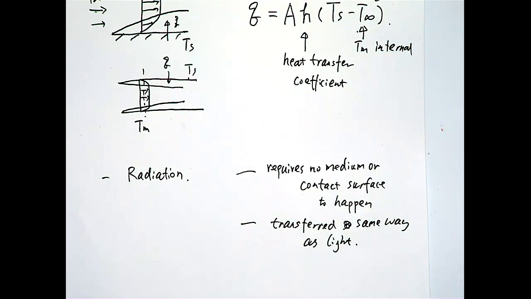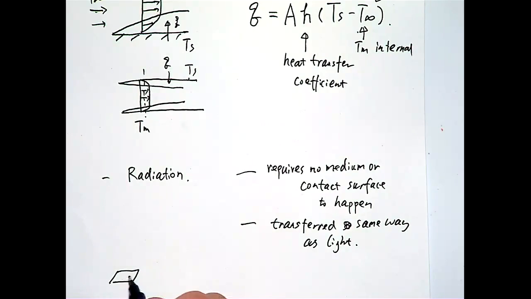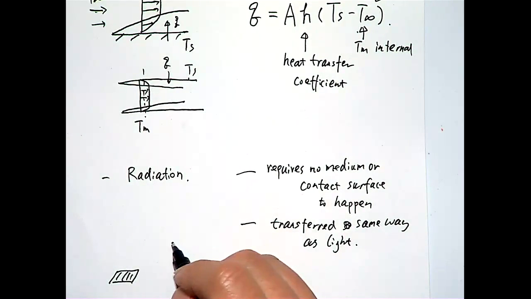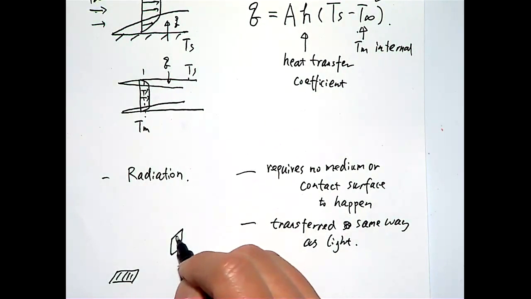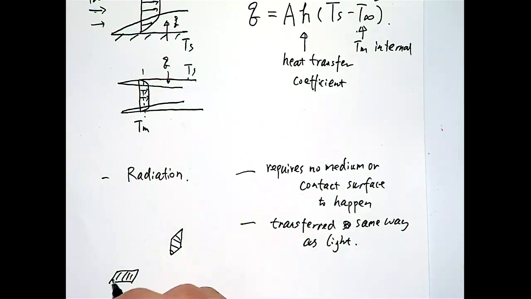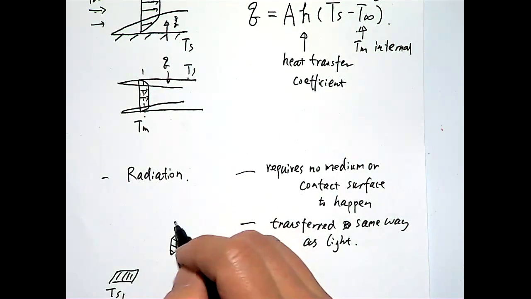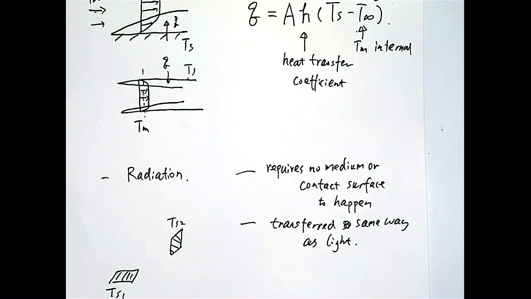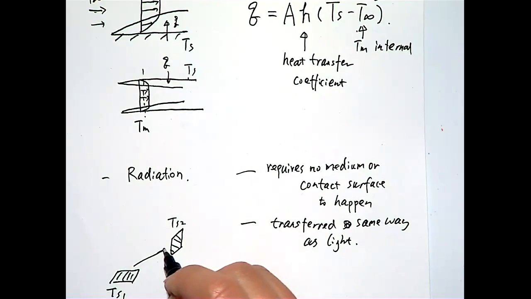So in this case, if we want to calculate the radiation equation, for example, if we have a surface here, and we have another surface in space there, at different temperatures, say TS1 and TS2, as long as they can see each other, radiation can happen. It doesn't require anything connecting them for this to happen, and it can happen both ways.